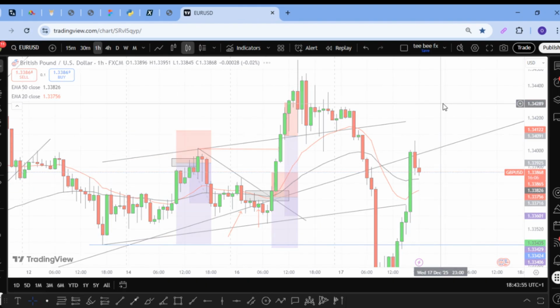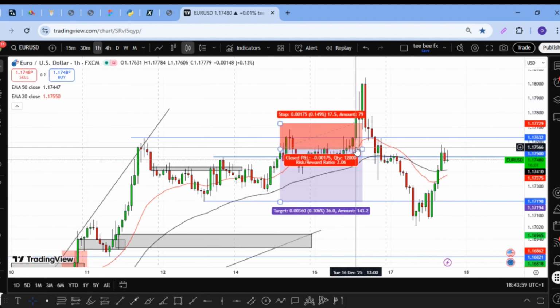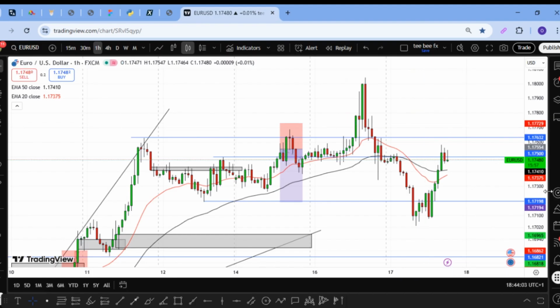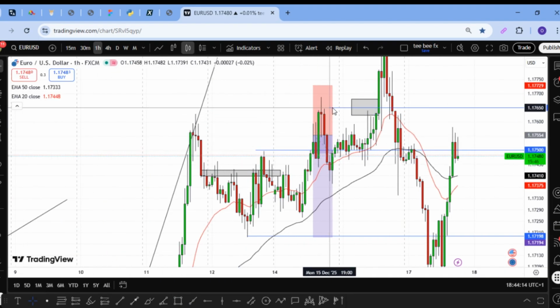So on Euro USD on Tuesday, which is yesterday, I took a loss. I was supposed to take a loss, but I think I later closed the trade out at break even. So I took a sell at this area. I was considering this to be a resistance zone.